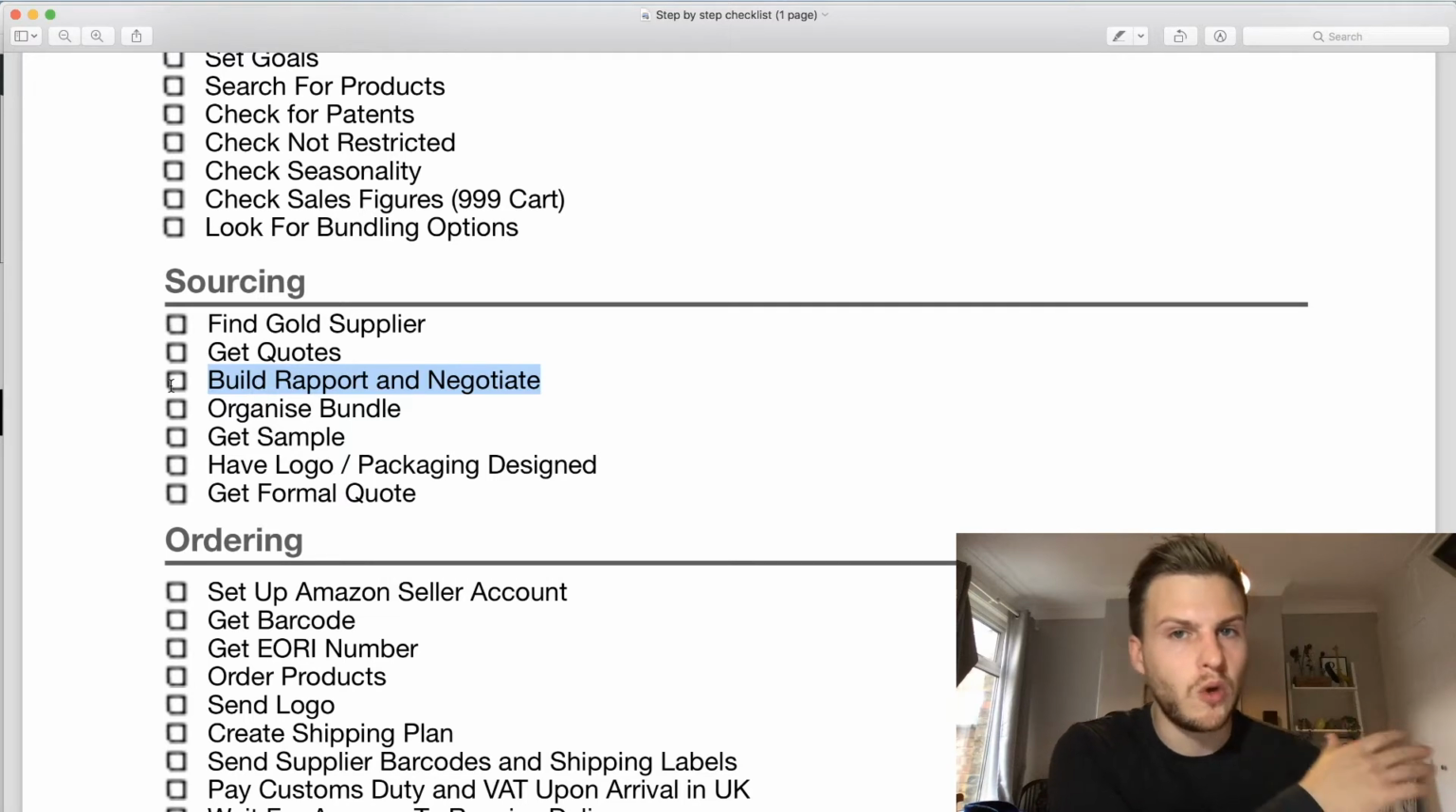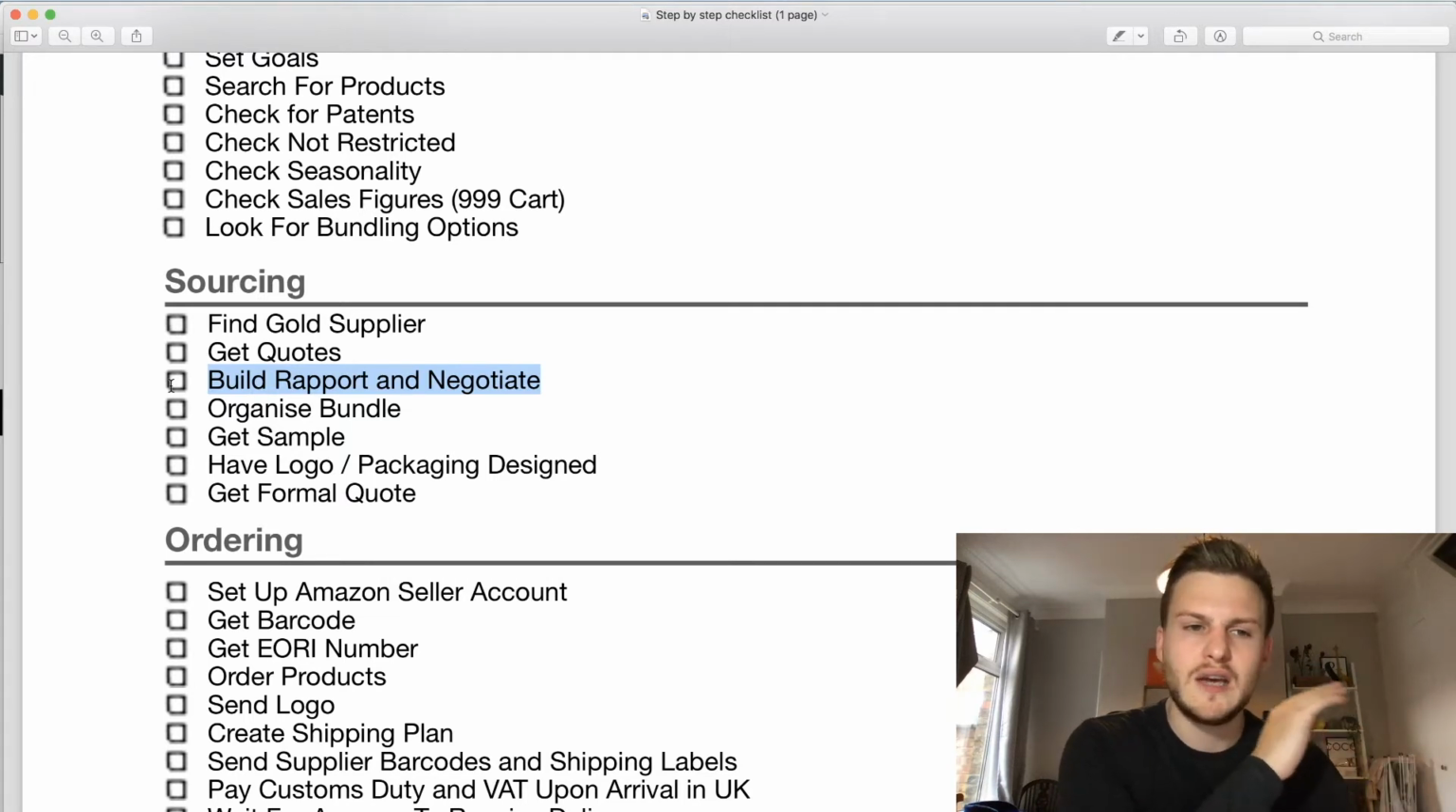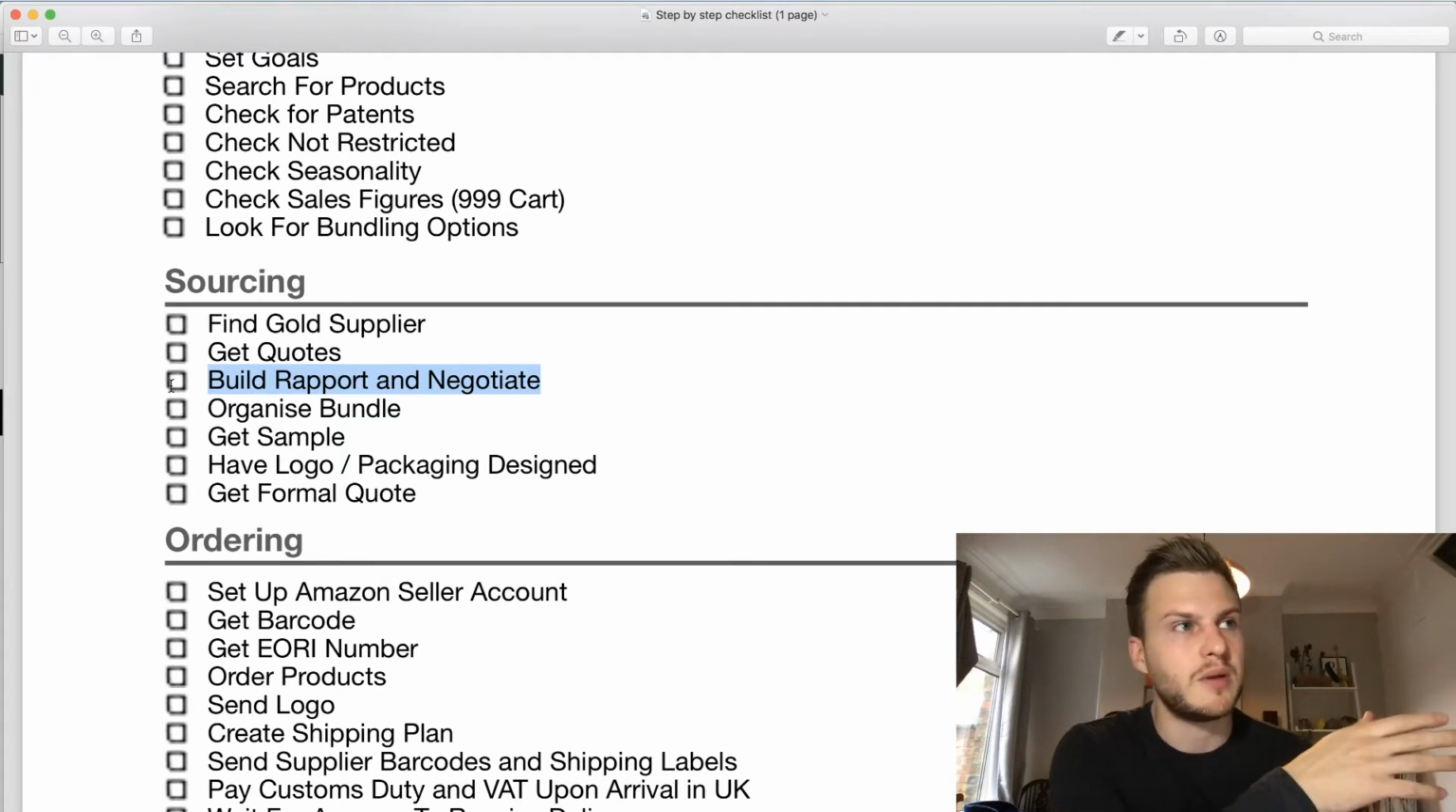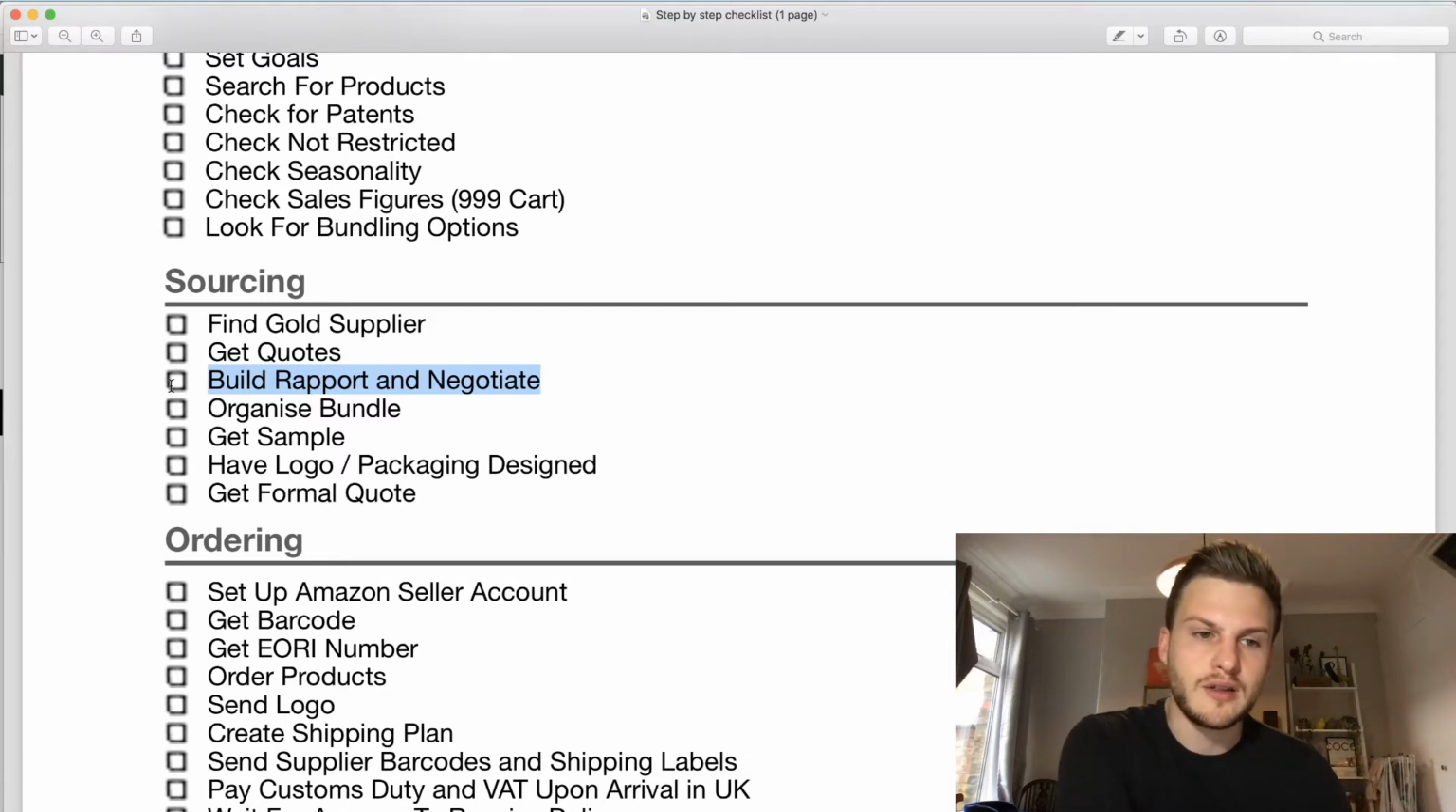And this one is so important. Build a rapport and negotiate. So if you start emailing suppliers, and your second email is, can you do a cheaper price? The answer is probably going to be no, all right? The whole part of negotiation is you're building a rapport, and you want them to do business with you, okay? Once you have that rapport, you can negotiate very, very effectively. So this is super important and a big part of what I teach.